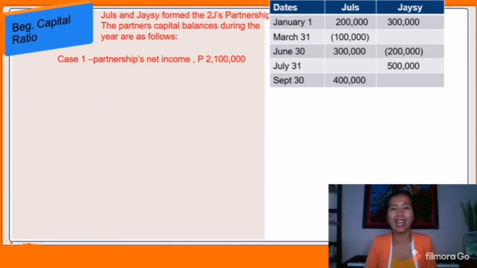Now let's proceed to the next method, based on capital ratio, and that is specifically beginning capital ratio. The term itself suggests that our reference would be the beginning capital balances of the partners. For Jules, we have 200,000, and for JC, we have 300,000, and we have to make a fraction out of their capital balances. So the fraction would be, for Jules, 2/5, and for JC, 3/5.